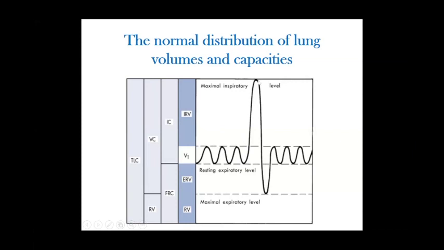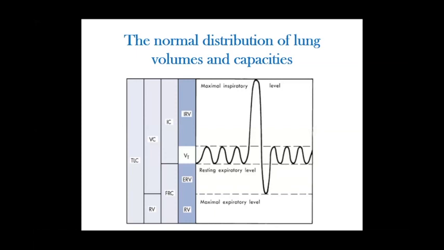If we ask the patient to exhale forcefully or slowly, this we call the expiratory reserve volume. After normal exhalation, the amount of air remaining within the lung is called the resting lung volume, or functional residual capacity, or intrathoracic gas volume. The amount of air that remains within the lung even after maximal exhalation is called the residual volume. And the total volume within the lung is the total lung capacity. These are the normal distribution of lung volumes and capacities within the lung.